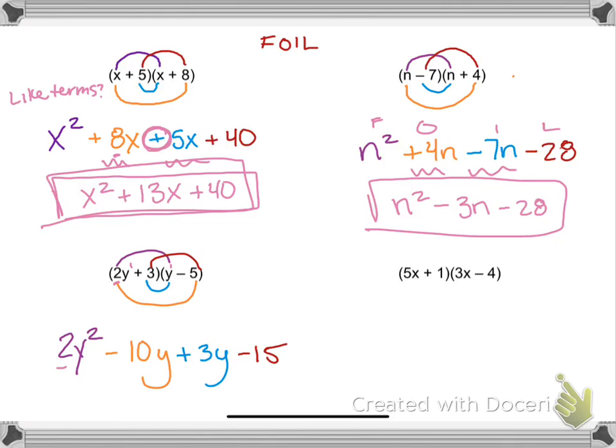I've got a nice FOIL, 4 terms. I'm going to combine any like terms that I see. Remember, they have to have the same variable to the same exponent, so it's just my y's. Negative 10 plus 3 is going to give me negative 7. Okay? I'm not going to do this one with you, but hopefully you have some good examples and are ready to do some practice.